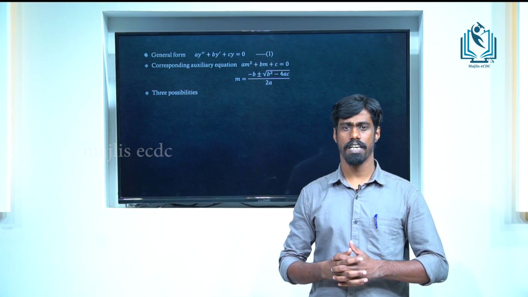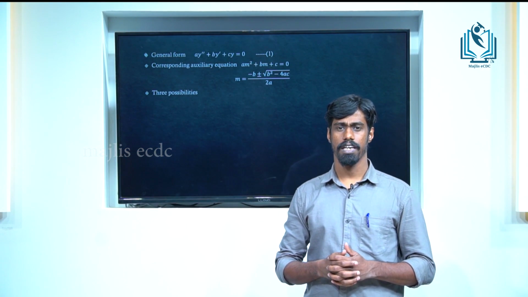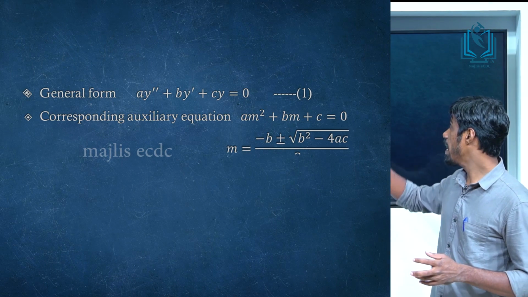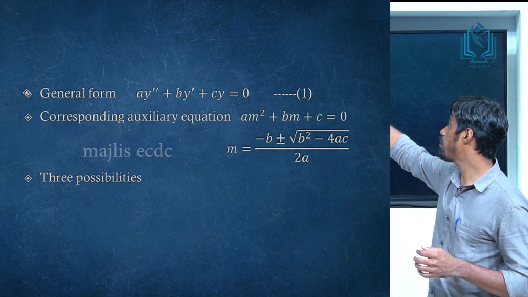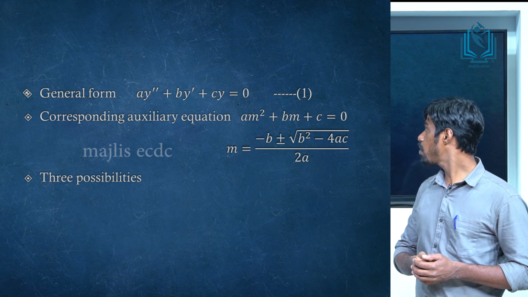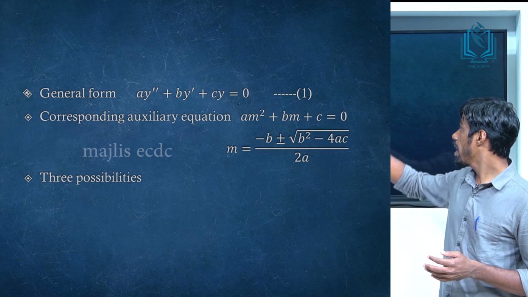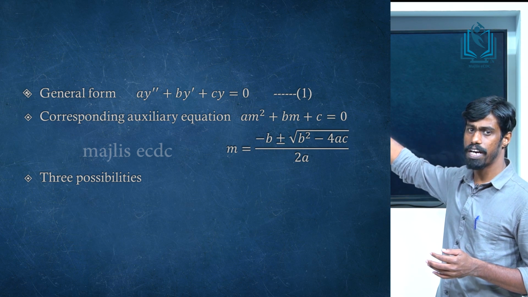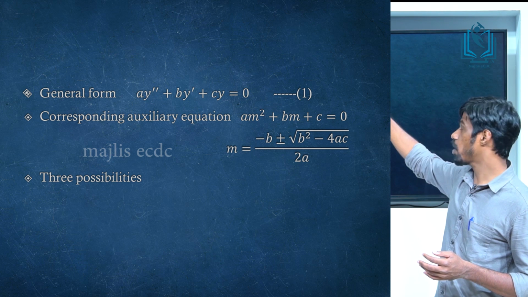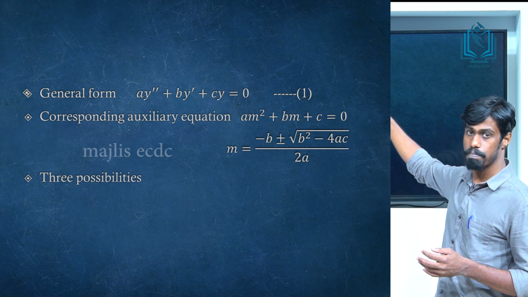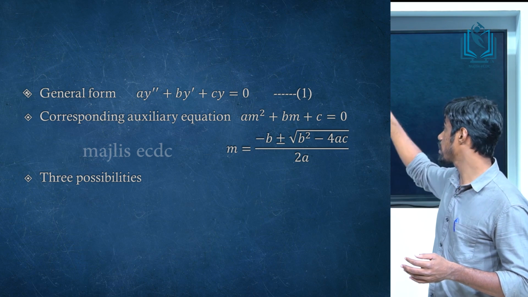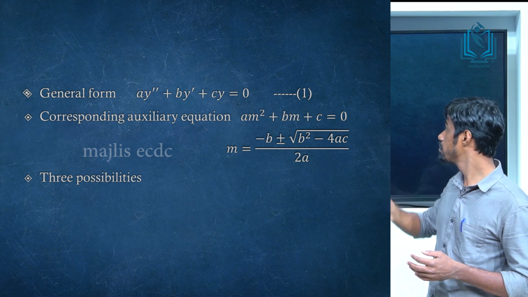The most general form of the second order homogeneous equation with constant coefficient is a y double dash plus b y dash plus c y equal to 0. Then the corresponding auxiliary equation of a y double dash plus b y dash plus c y equal to 0 is a m square plus b m plus c equal to 0. This is the quadratic equation with the variable m.